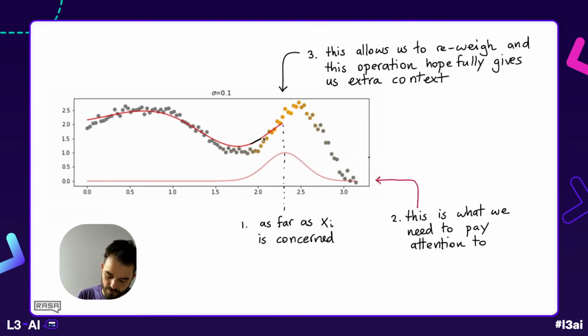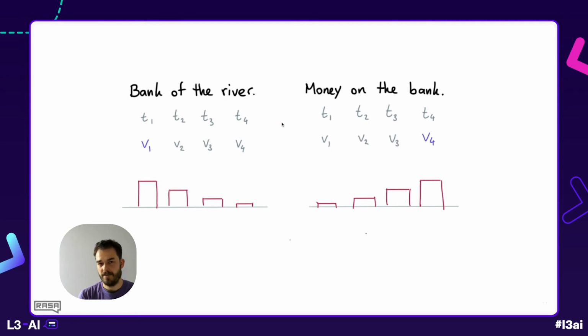And that's what this red line is over here. So we go from this original point over here to a more contextualized point that's smoothed out. And that's what this operation does. It's adding a little bit more context for the task that we have at hand. But how do we go about that with text?